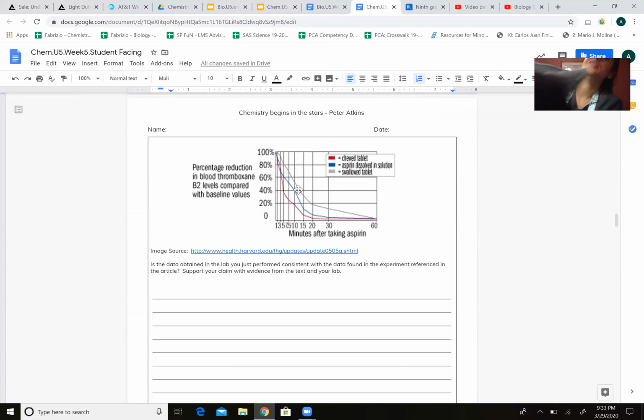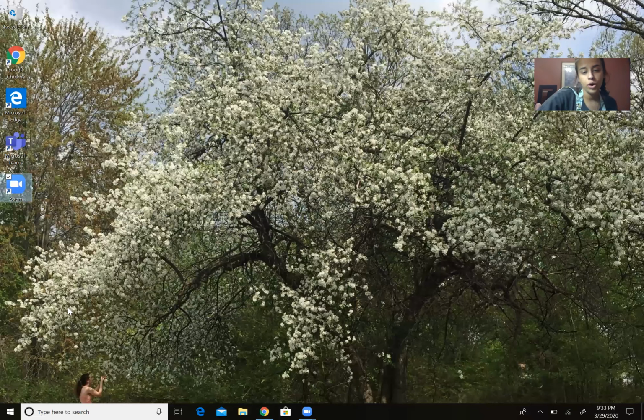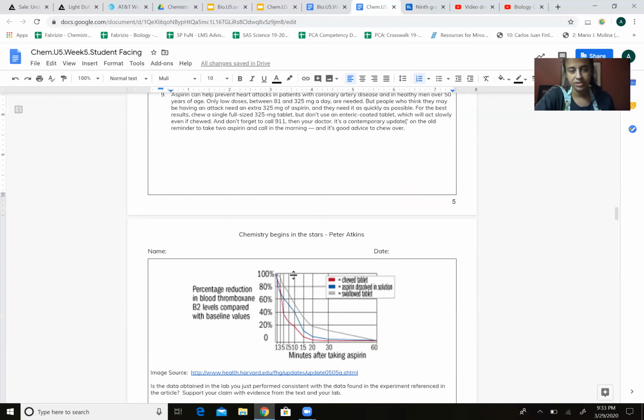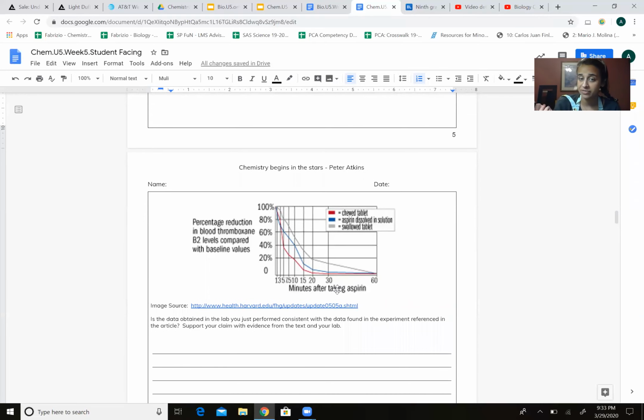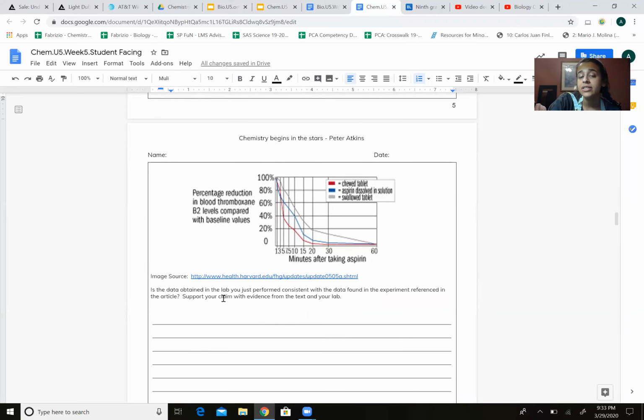If we dissolve an aspirin and just ingest it, that's the blue line, and with the silver line, it's just a swallowed tablet. So we see that the dissolved aspirin and the chewed up aspirin are more effective than just swallowing an aspirin because it increases the surface area, right? So is this consistent with what we just found with our Alka-Seltzer lab?